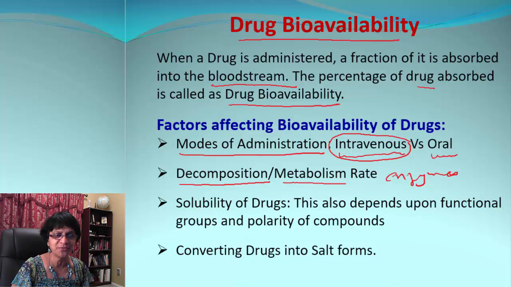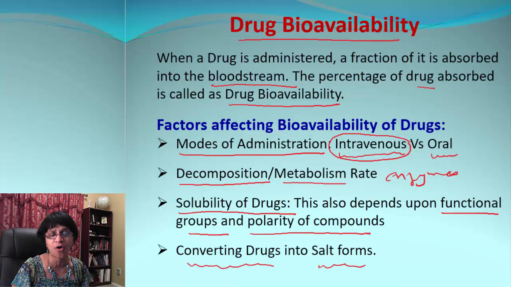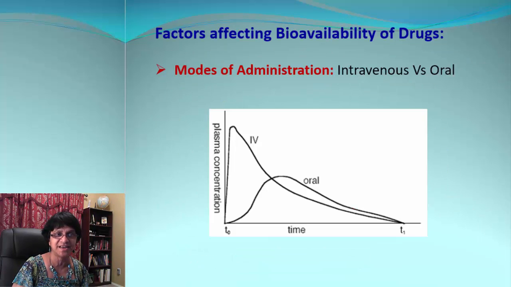There's also another important factor. The drugs are chemicals and they will have different levels of solubility. So the bioavailability also depends upon solubility, and solubility depends upon the functional groups and also the polarity of the compounds. Then there is one more thing. We can always convert the drugs into salt forms and we can make them soluble. Alright, let's discuss each of these factors in detail now.